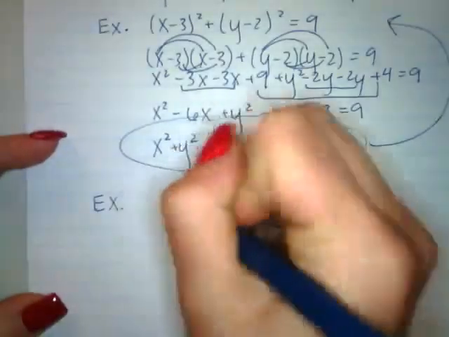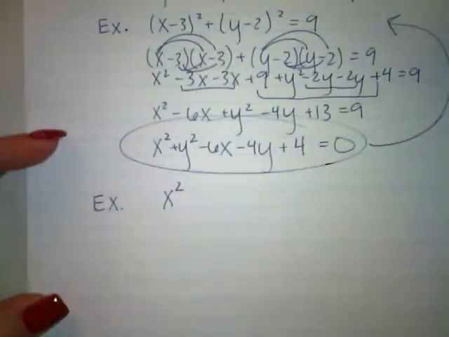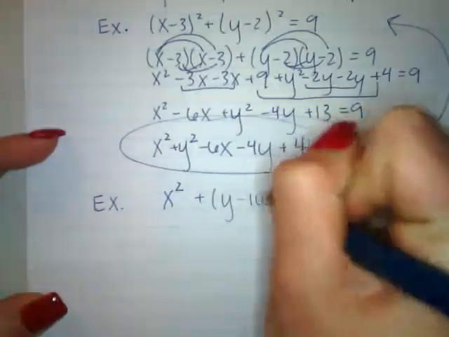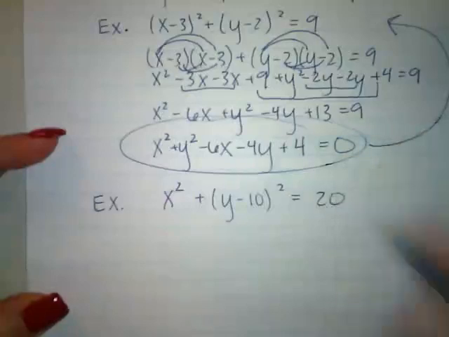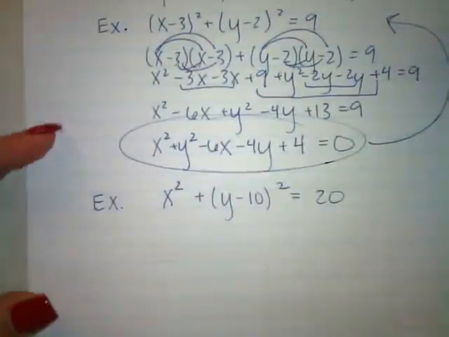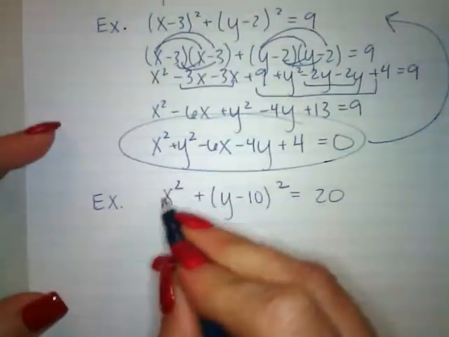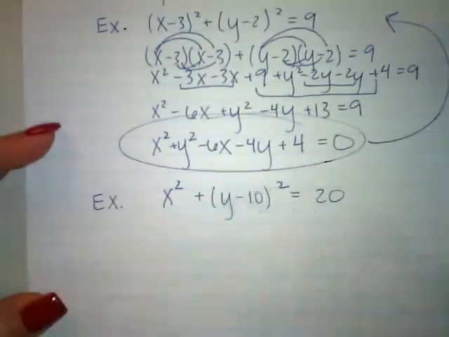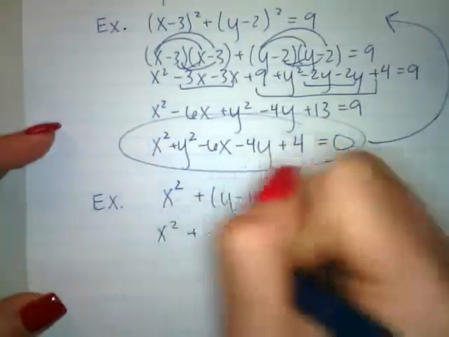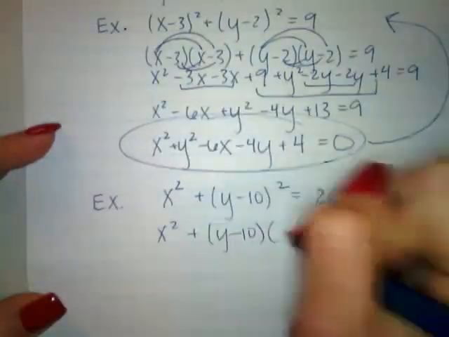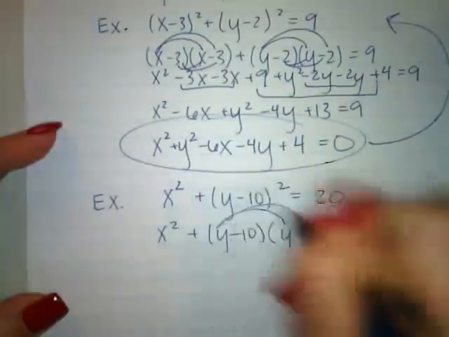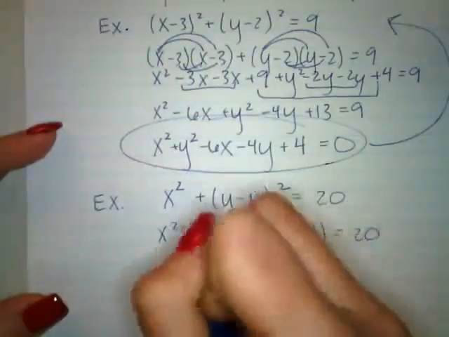Let's do an example where there's nothing being added to x. So there's nothing to FOIL for this piece. This is already taken care of. This piece we're going to have to FOIL. I'm going to start by rewriting it. Then we can start our FOIL process.